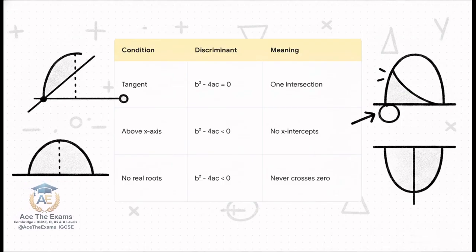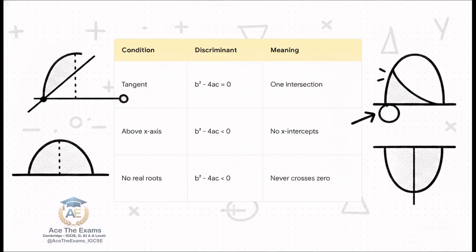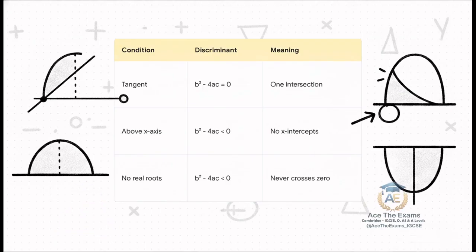If a line is a tangent to a curve, it kisses it at exactly 1 point. One intersection means one solution, so you set the discriminant strictly equal to 0. If a curve has no real roots, or if the question says a curve lies entirely above the x-axis, it never, ever touches that 0 line. Therefore, the discriminant must be strictly less than 0. Internalize this logic and you will tear through these questions.